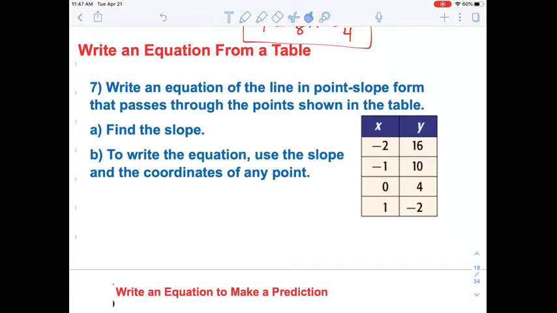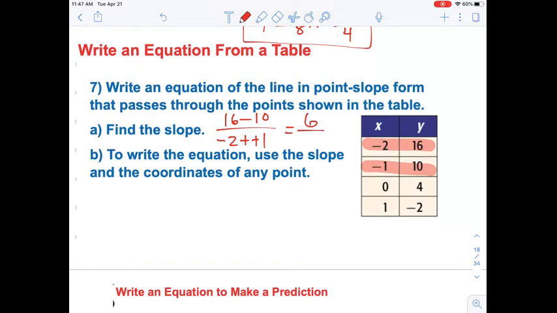Writing an equation from a table. So we're given some x and y values, and it says in point-slope form, and it passes through all these points. So the first thing we're going to do is find the slope. I am going to just choose these first 2, and I'm going to find my slope. So I'm going to take 16 minus 10 over negative 2 minus negative 1.